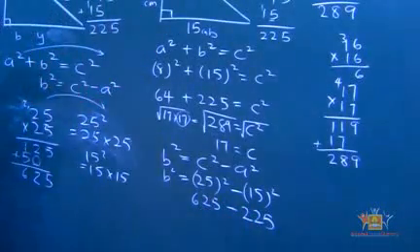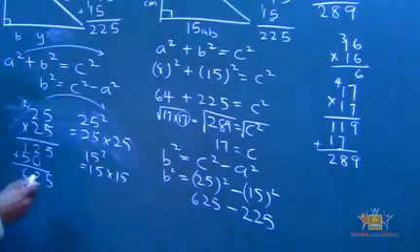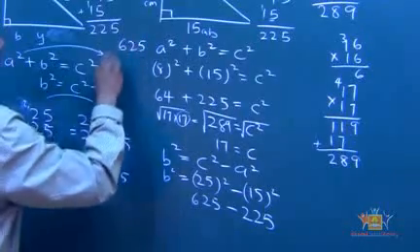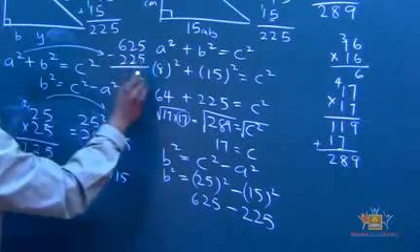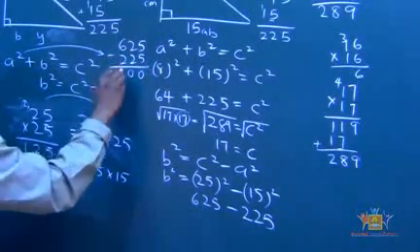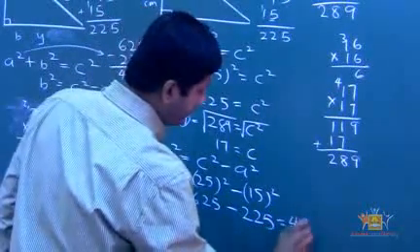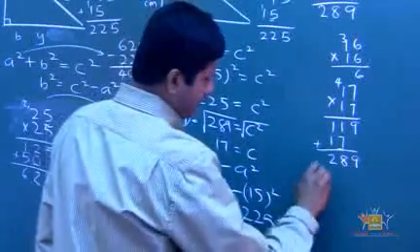225. Now we're going to take the difference. We take 625 and subtract 225. 5 minus 5 is 0. 2 minus 2 is 0. 6 minus 2 is 4. So that gives me 400. That means B squared equals 400.